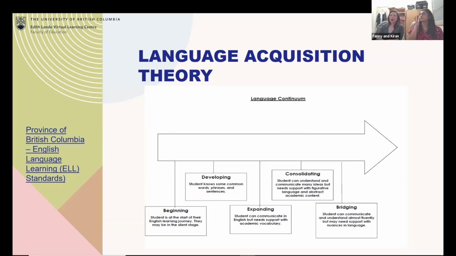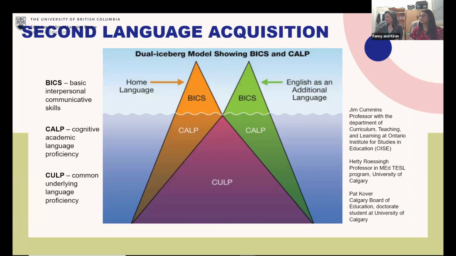encountering. Our consolidating students are students who can understand and communicate many ideas with supports for figurative language and abstract academic context. So students who are bridging are students who can communicate very fluently, but they need support with the very nuanced parts of our language, right? So we always joke when we present together that in ELL we love having many different acronyms.